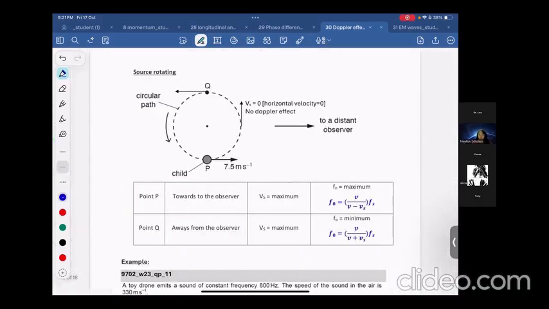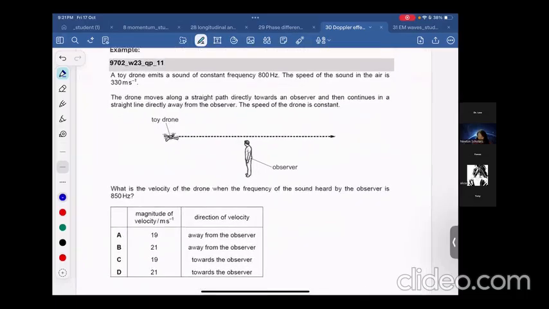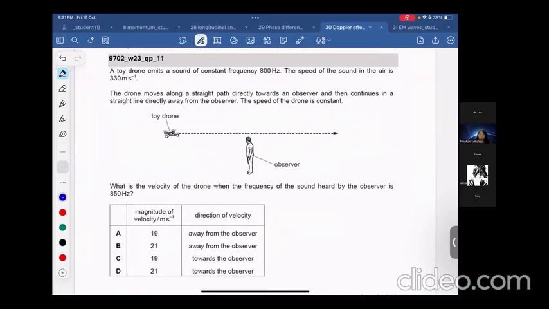Dear, this one, I don't want to explain first. Until we do this question, then we come back to here. We're trying to practice with this, which is related with what we just learned, okay? A toy drone emits a sound. So this one is the frequency from the source. The toy drone emits a sound, so this should be your source. Am I right? This is your source. You are the observer. This is the frequency from the source, okay?